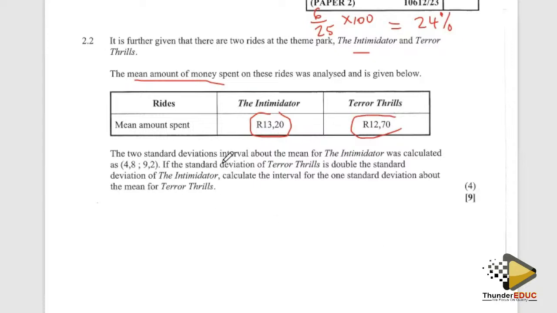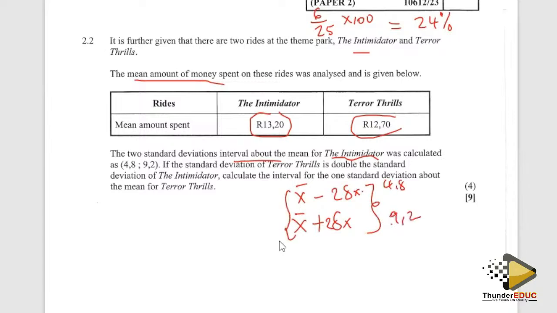Then the two standard deviation interval about the mean of the Intimidator was calculated to be 4.8 and 9.2. So what they mean is that if we get the mean plus twice the standard deviation, and then we also get the mean minus twice the standard deviation, that will give us that interval of 4.8 and then 9.2.